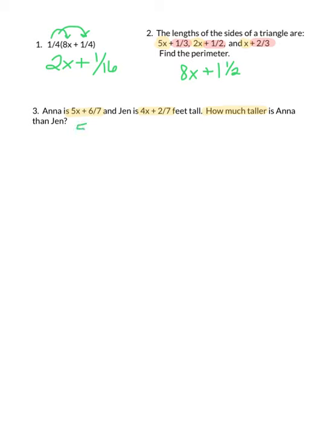So when I set this up, I'm going to write 5x plus 6/7, and I'm going to be subtracting everything in here, everything. So 4x, and instead of that being now a plus 2/7, we have to subtract it, so it's going to become a minus 2/7. And when I do that, I'm going to start here. 6/7 minus 2/7 is 4/7. It's positive 4/7, so it's going to be a plus sign.